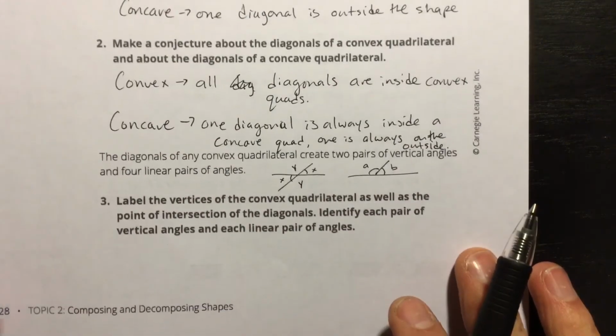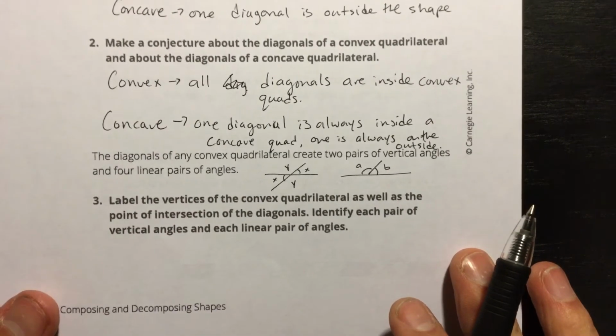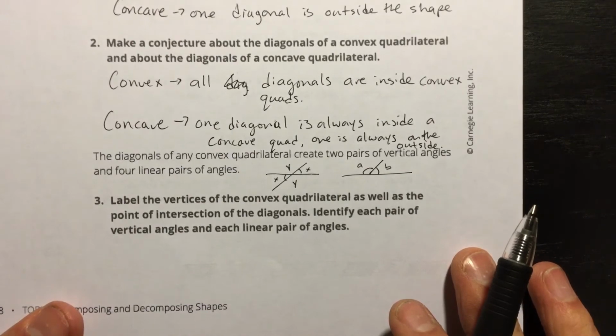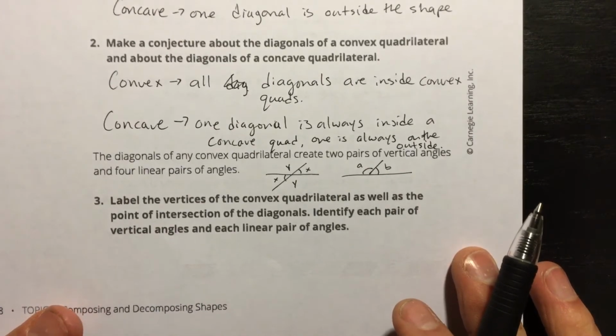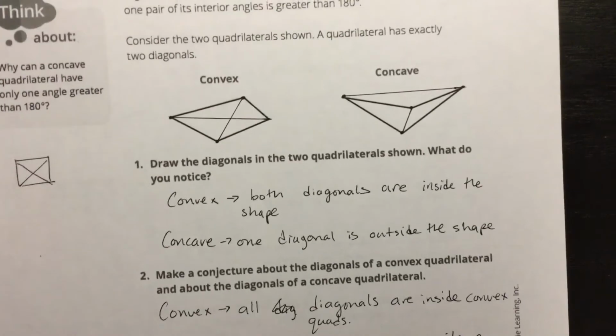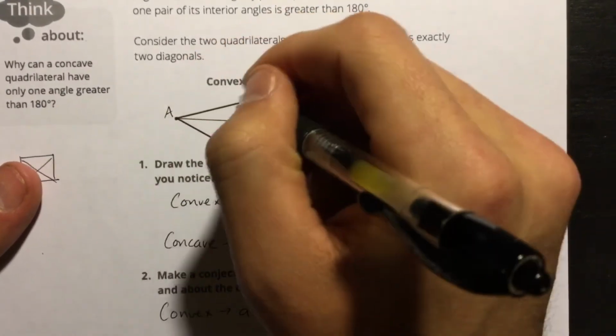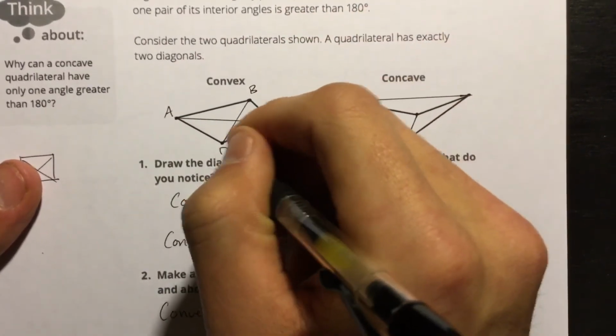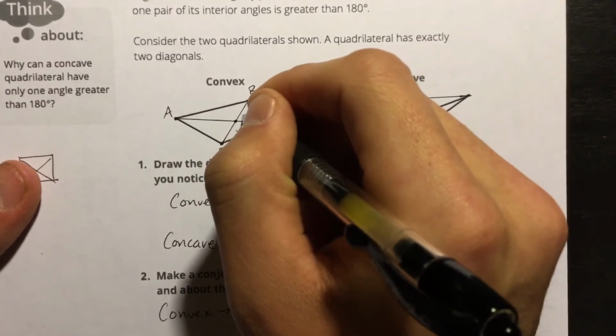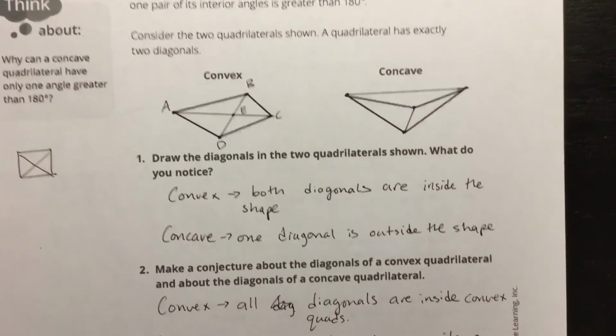So now I'm going to look at number 3. It says label the vertices of the convex quadrilateral as well as the point of intersection of the diagonals. Identify each pair of vertical angles in each linear pair. So I can label this however I'd like. I'm just going to go A, B, C, D, and then I also need to label the intersection, so I'm going to go E, okay?